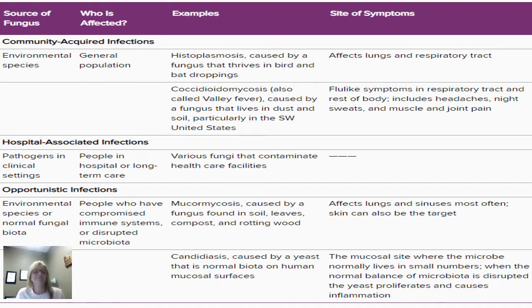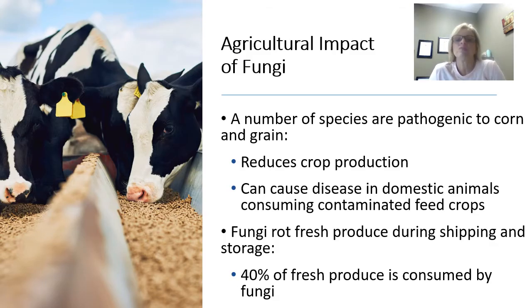All right, so there are a lot of species of fungi that are pathogenic to corn and grain. We have a lot of corn grown in our area, and they have to test for these species. These can damage crop yield, reducing how much you're able to get. It can also cause disease in the animals that later eat the contaminated feed. Up to 40% of fresh produce actually has fungi on it. So there's a reason to shop at your local farmer's market.